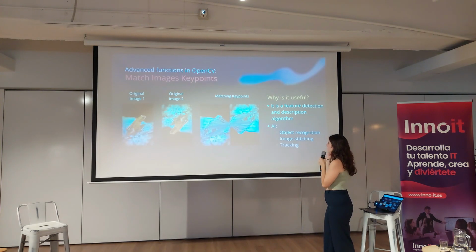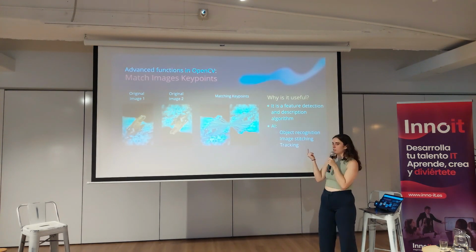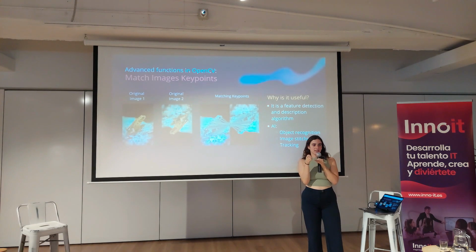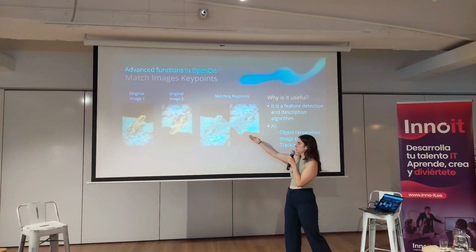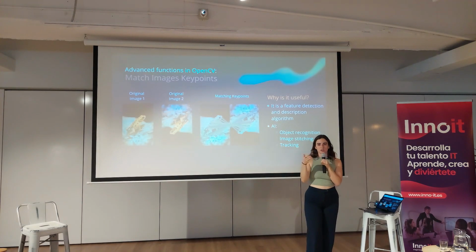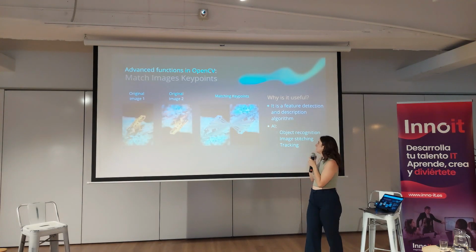So you will use techniques like this to stitch the images together and create the whole picture of it. It is also very used in object tracking, because if you are tracking the same object in different frames of a video, at the end they are different images. But you can just use this, and it will tell you which is the person that you're looking for, or the car, or the bicycle.